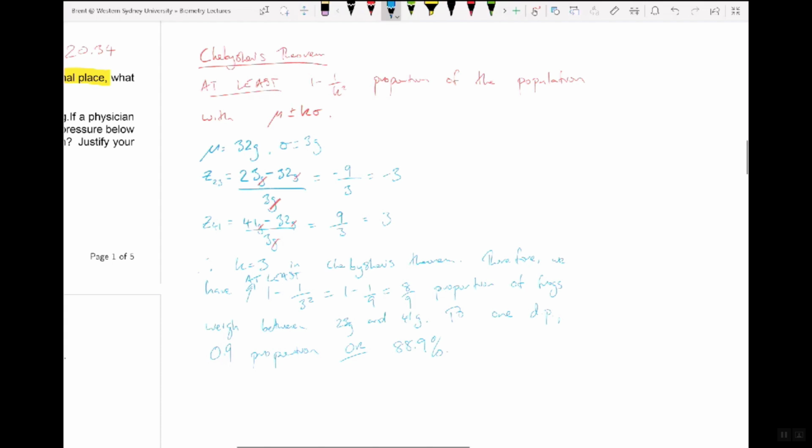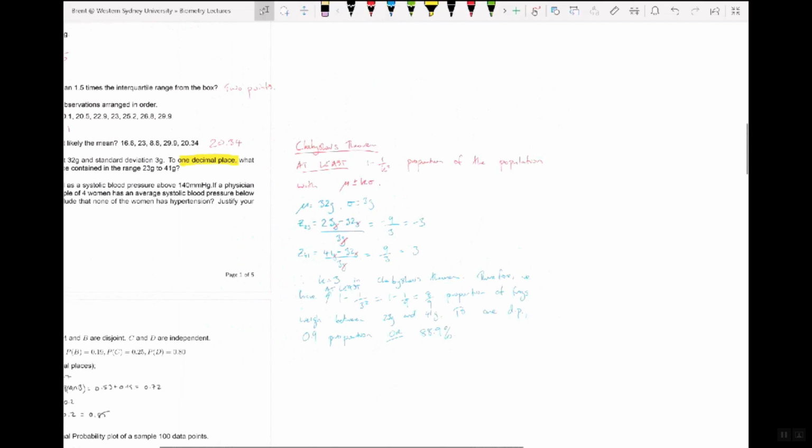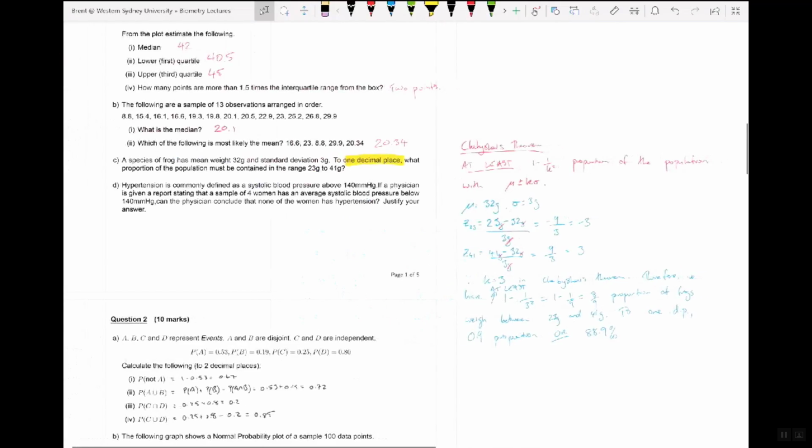Okay? Any questions? So that was the first proper question, I guess, a question where you had to actually use your brain and do some maths. The others were all fairly basic and required a little bit of working. So the stuff in blue is what I would include as my answer. Okay? All right.